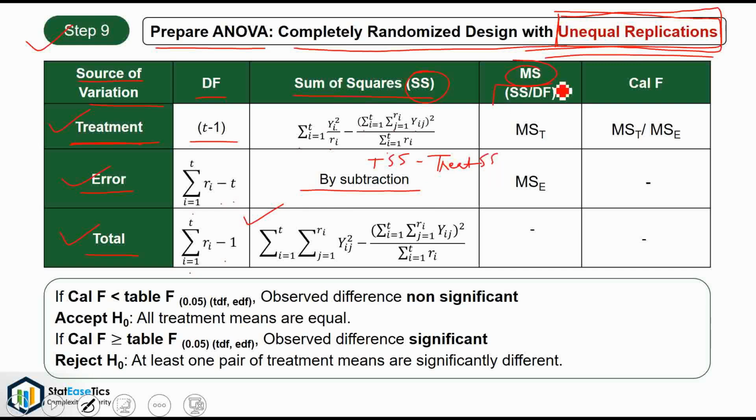MS is calculated by SS divided by degrees of freedom, that is MS for treatment will be treatment SS divided by treatment degrees of freedom, and MS for error will be error SS divided by degree of freedom of error. Calculated F is the ratio of MS of treatment to the MS of error, which is calculated in the usual manner as we have discussed in previous steps. Also, the interpretation for CRD with unequal replications is same as that of CRD with equal replications.